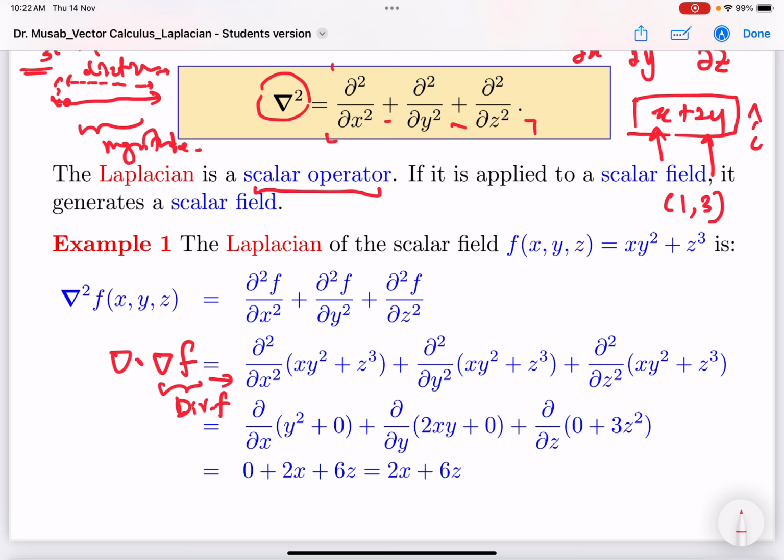So this is a vector field. The vector field is differentiated over x the first time. Because of x, this equals y squared, right? Definitely.